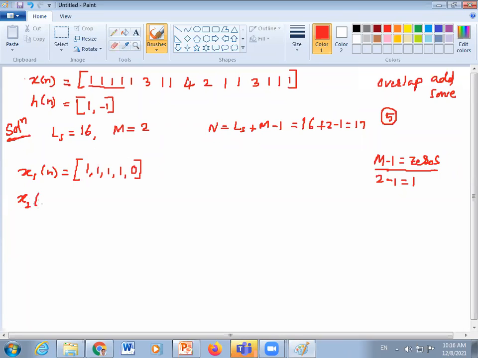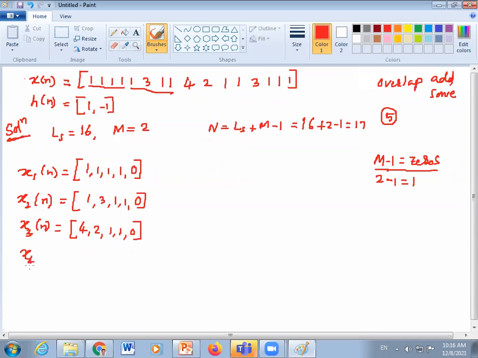Next, x2 of n, what will we write? Can someone tell me? The remaining L samples I need to take from the given sequence, that is again 1 1 3 1 1 0. Hope everyone is getting this point. x3 of n is equal to, what can we write? What is x3 of n? 4 2 1 1 0.